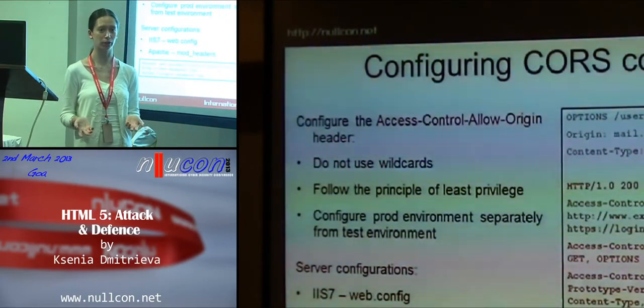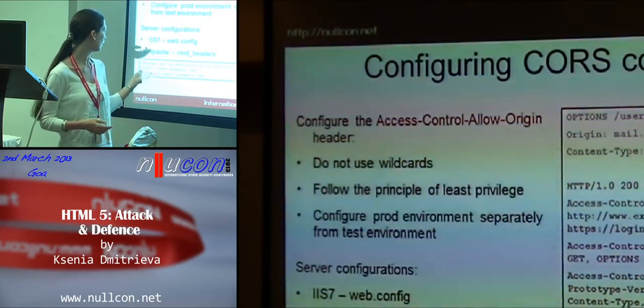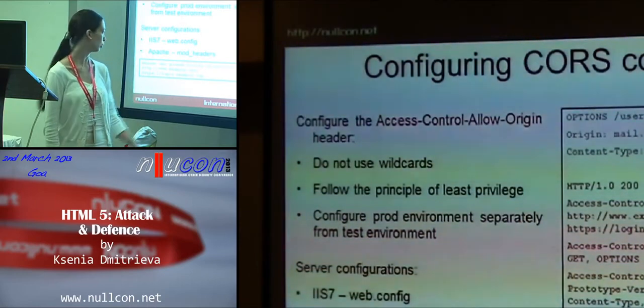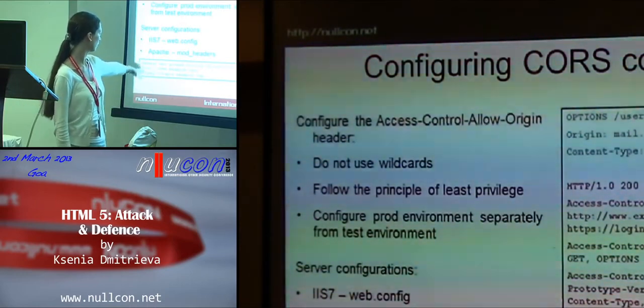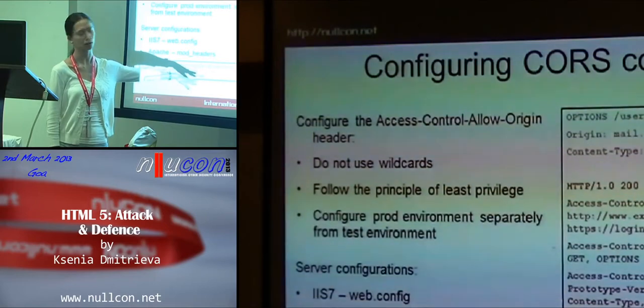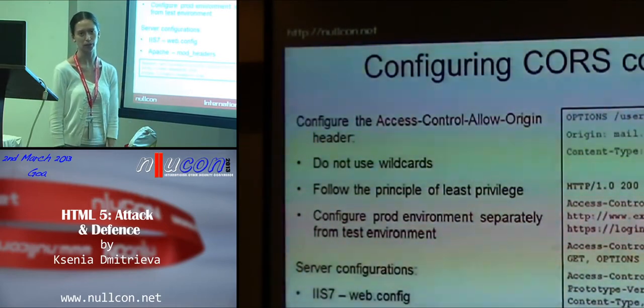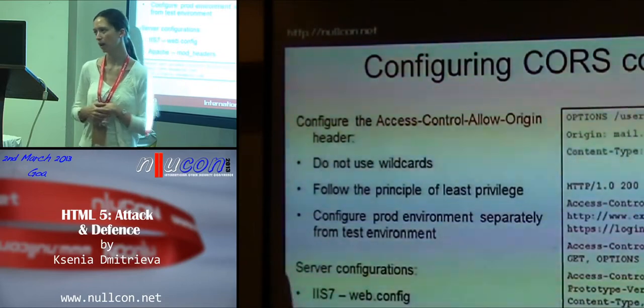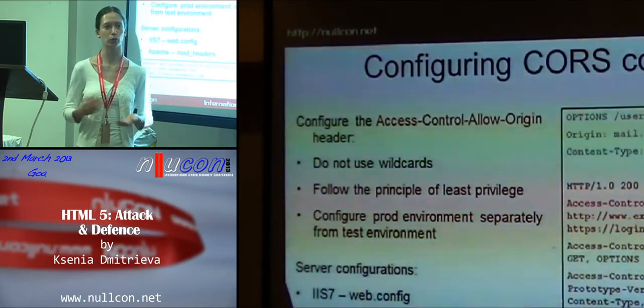And it's very simple to configure. Like in IIS 7, you just write a couple of lines in web.config. In Apache, you use mod_headers. You say Header set Access-Control-Allow-Origin, and you specify the list of domains. So a couple of lines of code makes your application protected. CORS can help as well.